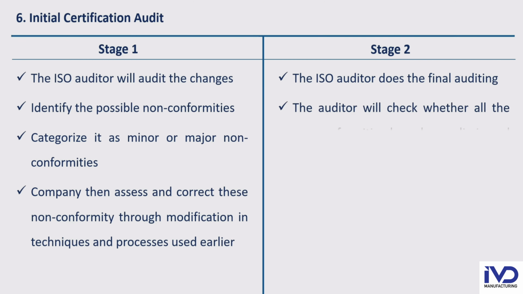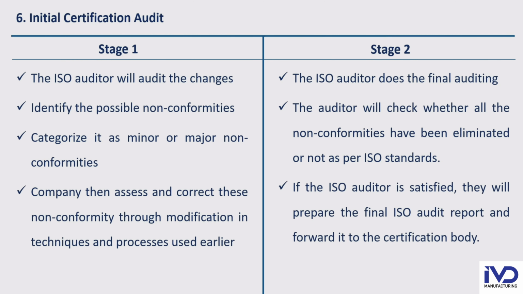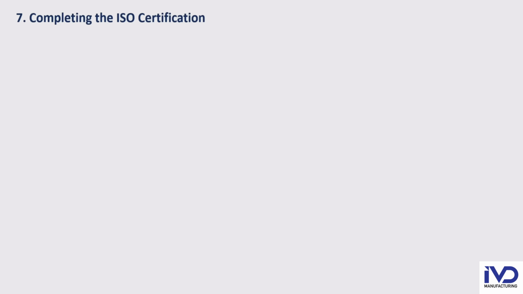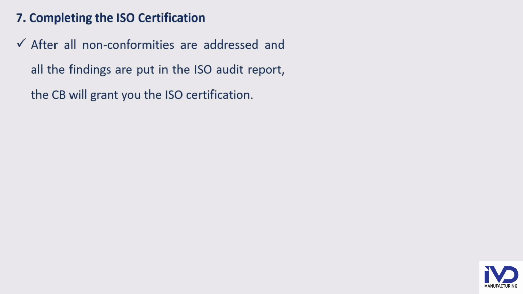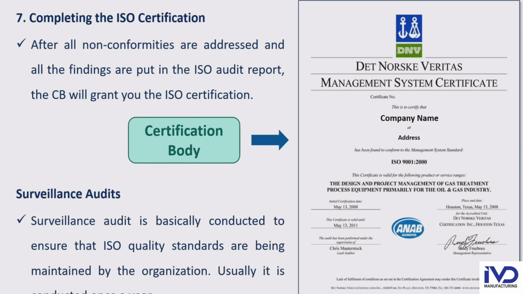Coming to stage 2, the ISO auditor does the final auditing. They will check whether the NCs have been eliminated as per the ISO standard. If it has been satisfied, they will prepare the final ISO audit report and give you the certificate. Seventh step is completing the ISO certification. All the non-conformities are addressed and all the findings are put into the ISO audit report. Then at last the CB will give you the certification.